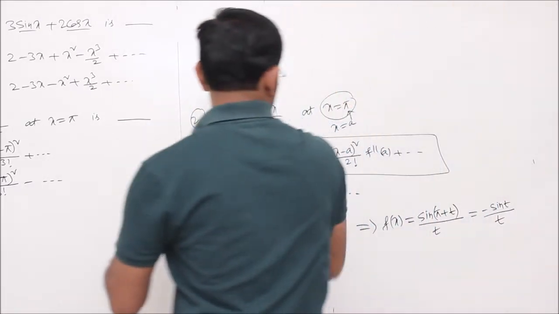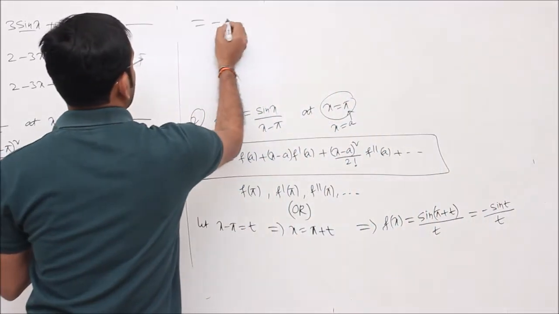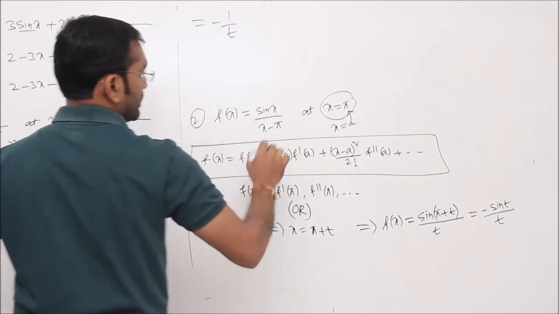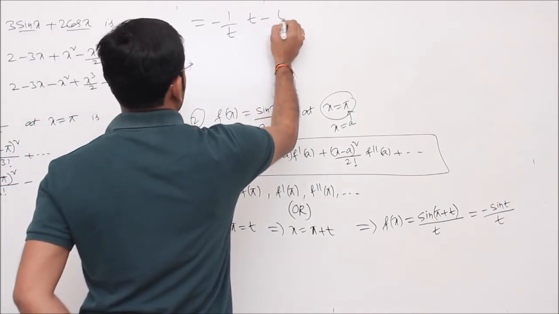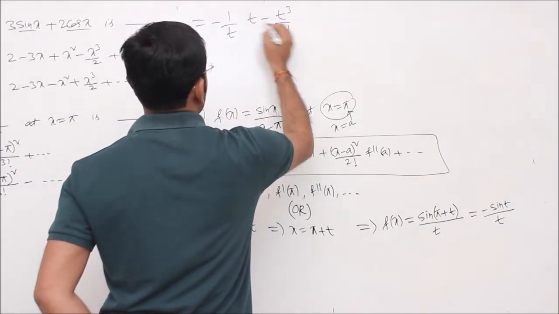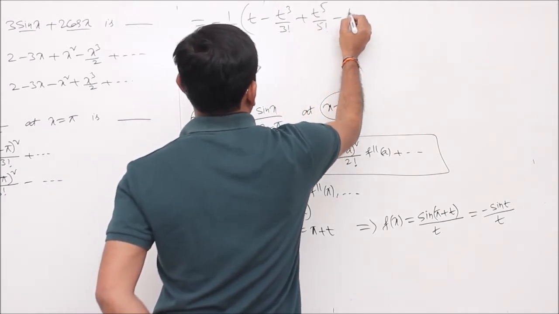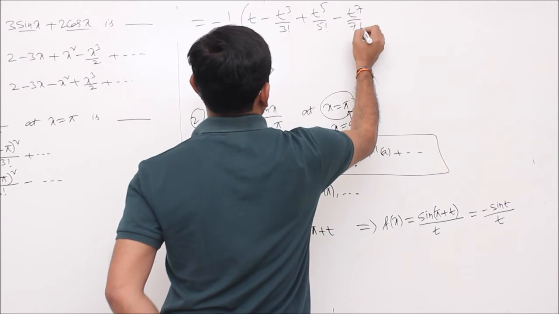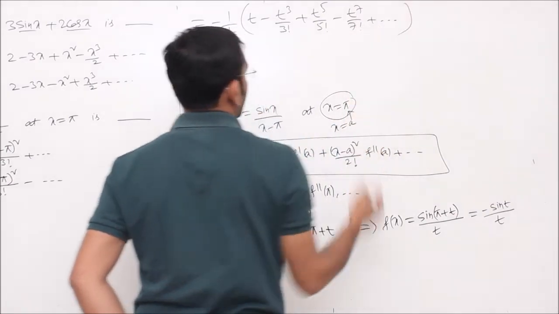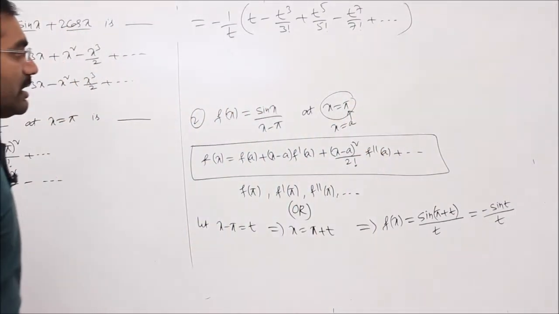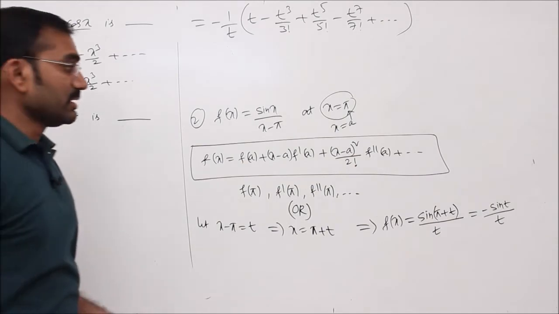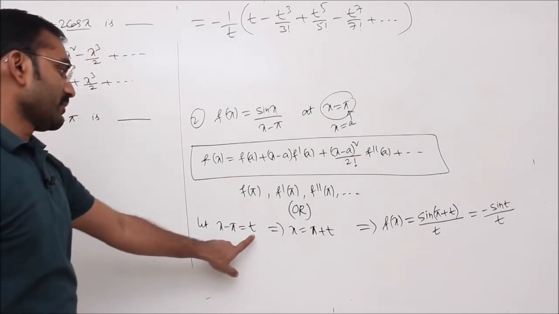The series expansion of sin t, again, that is equal to minus 1 by t into the sin t expansion. We know that it is t minus t cube by 3 factorial plus t power 5 by 5 factorial minus t power 7 by 7 factorial plus and so on. Here, how did you get this expansion? I'm expanding sin t in powers of t. Why?